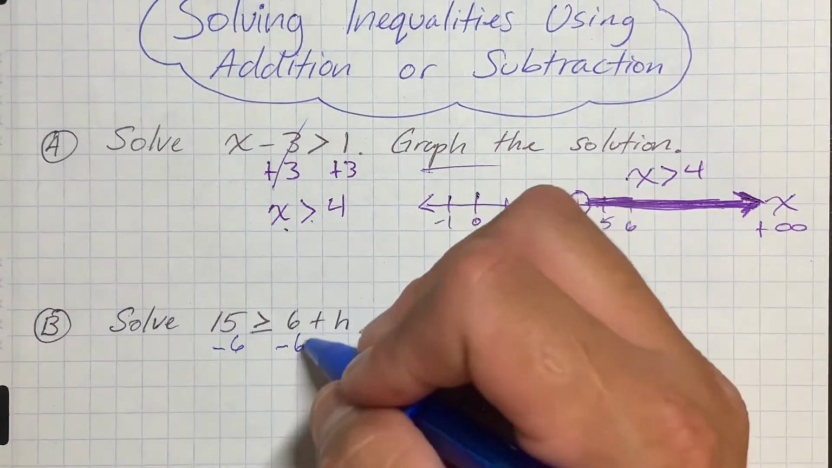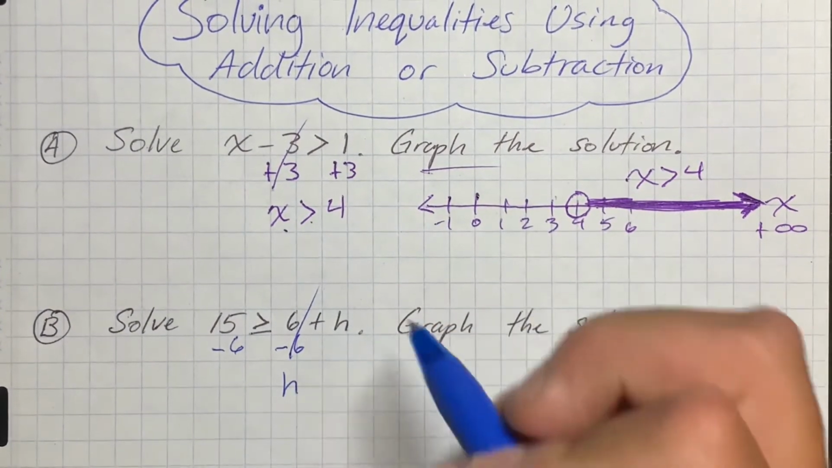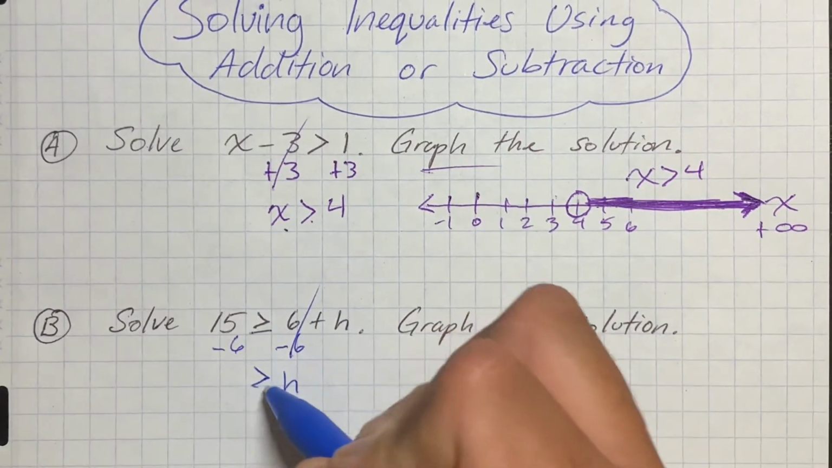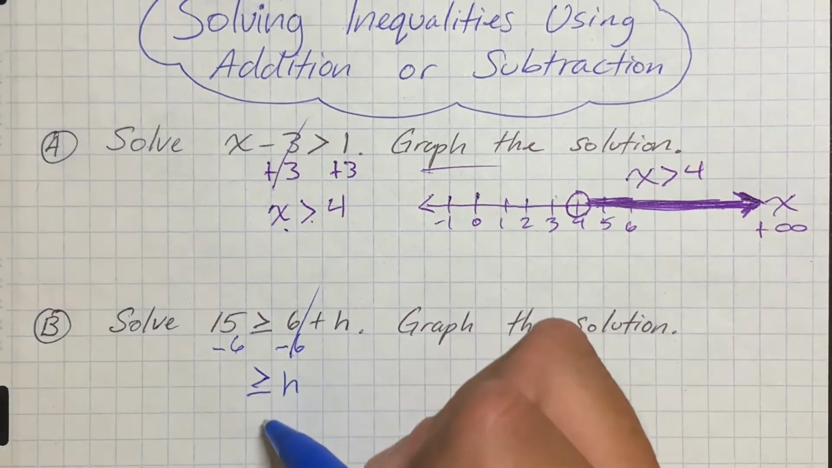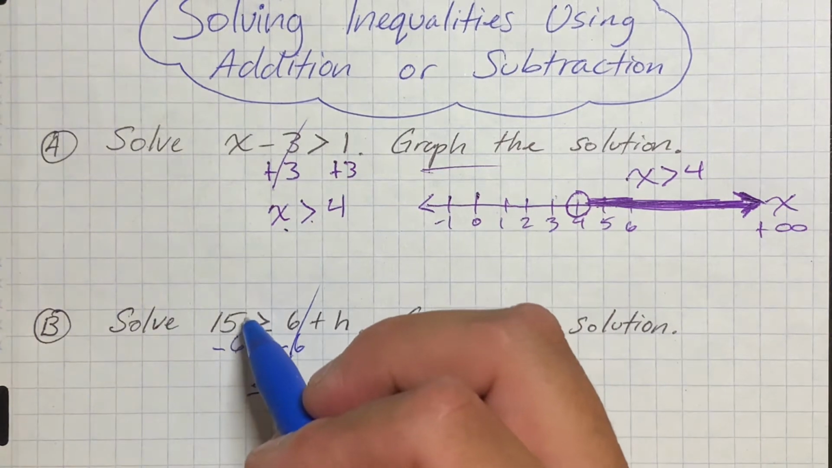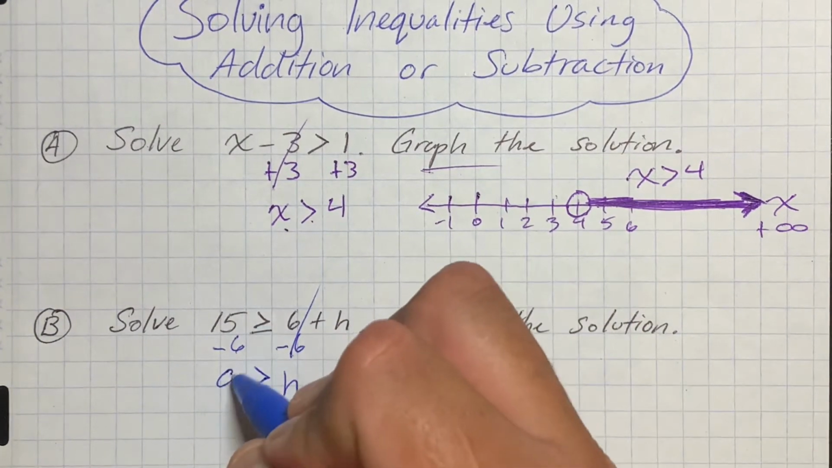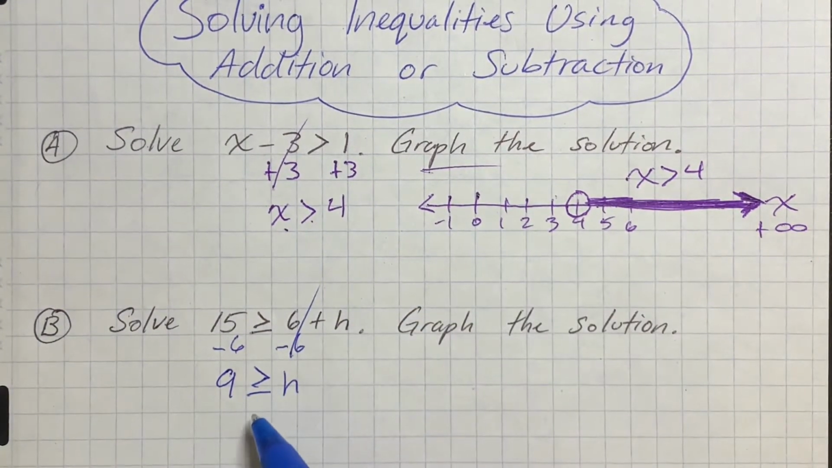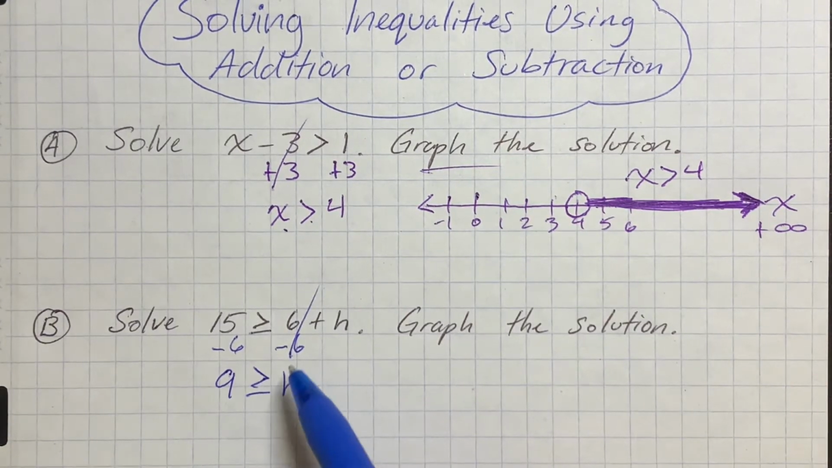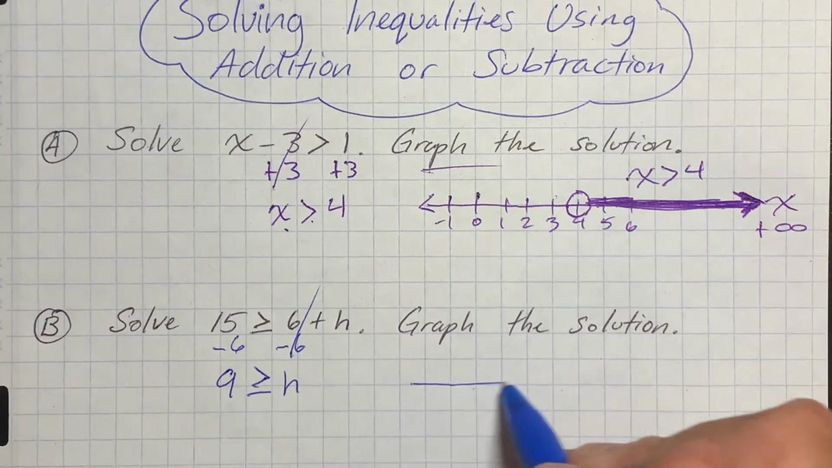6 take away 6 is 0. That cancels out. H is by itself. Rewrite the greater than or equal to symbol. Now 15 take away 6 is going to be 9. So now our simplified solution is 9 is greater than or equal to h. Now all we have to do is graph it.